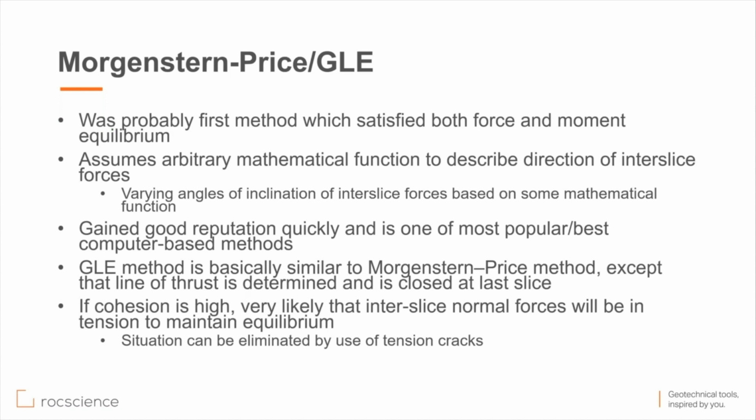It gained a good reputation very quickly, and until today remains one of the most popular methods. It's one of the gold standards, if we may call that, in limit equilibrium analysis. The GLE method is a more generalized version, but under certain assumptions, you get the Morgenstern-Price method out of it. That's why we equate them in our current discussion.